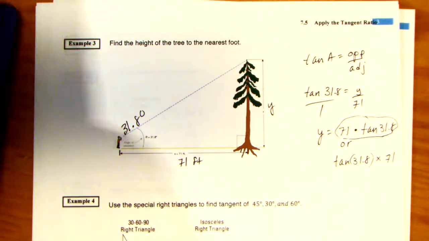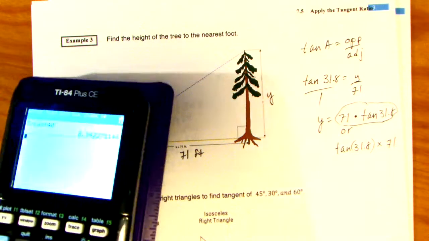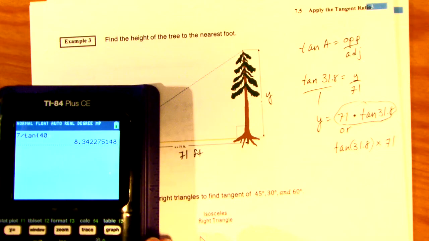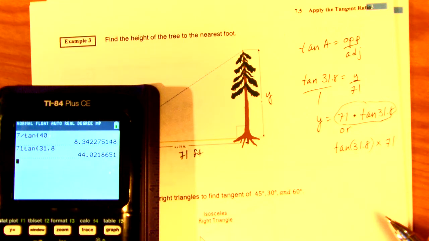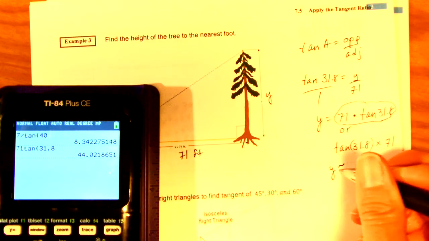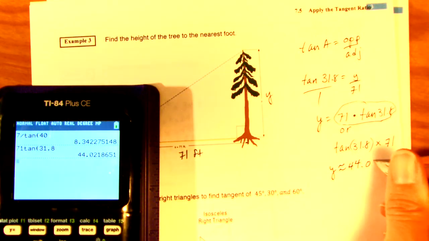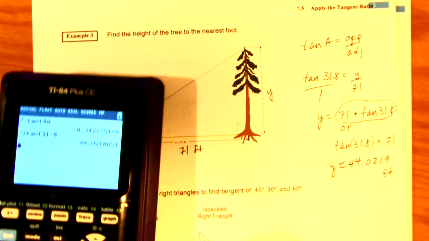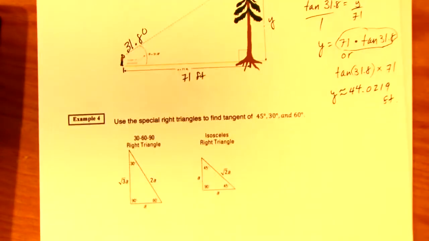So put this in the calculator. The calculator can't see. I wonder if I can make it dimmer. Let's see. Oh, well, how about that? 71 times tangent of 31.8. There we go, 44. Hey, it's a 44-foot tree. It's pretty tall. So y is about 44.0219 feet. Tall tree. Not as tall as the one we did in class today.